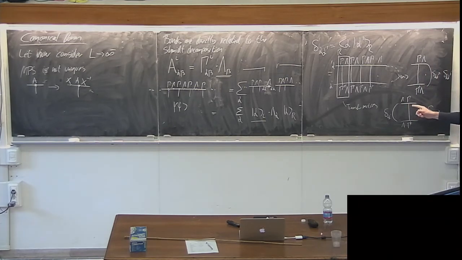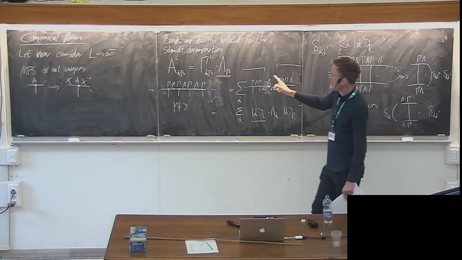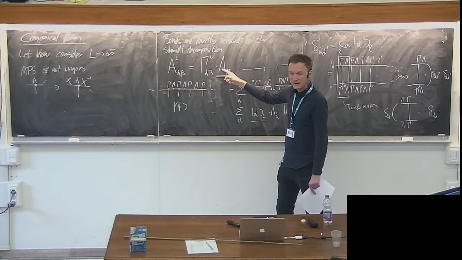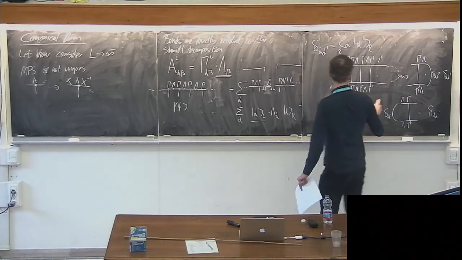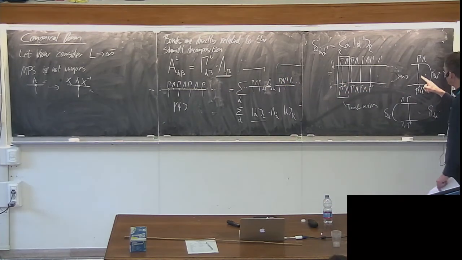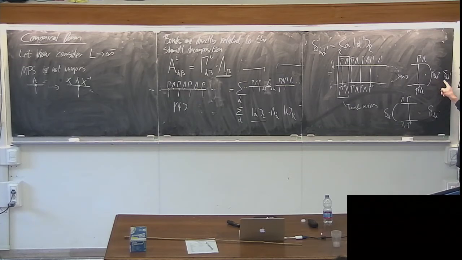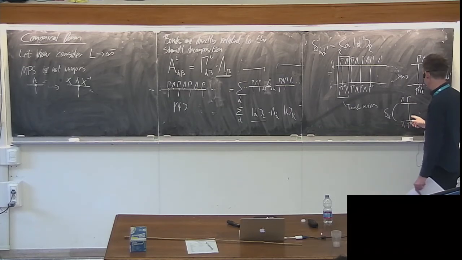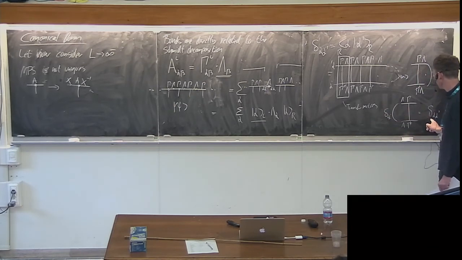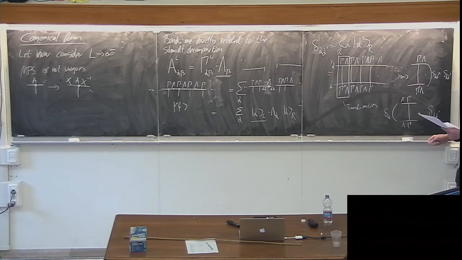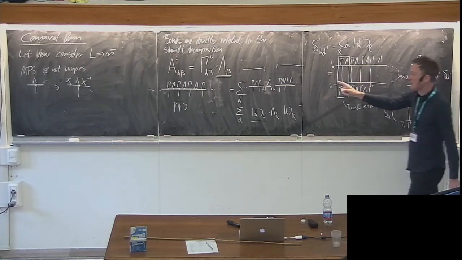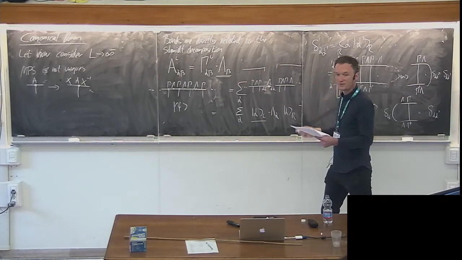So the condition that those gamma-lambda pairs have to fulfill is that the right transfer matrix has a right dominant eigenvector that is the identity, and the left transfer matrix must have a left dominant eigenvector that is the identity. So this is the condition that those tensors in this form have to fulfill.